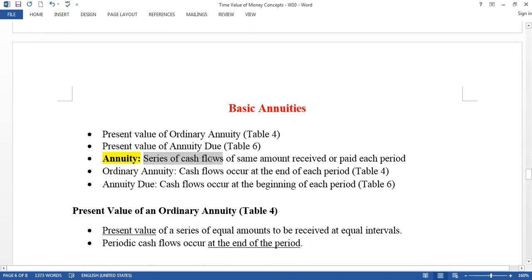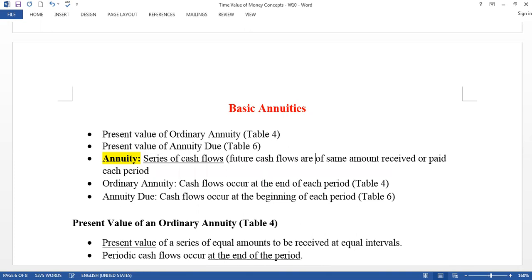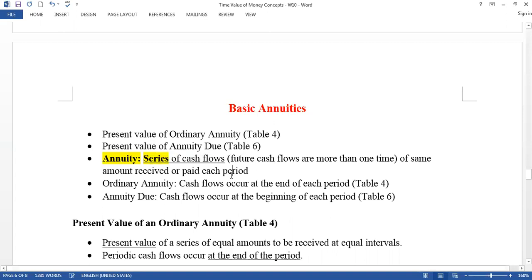It is a series of cash flows. What is the meaning of series of cash flows? It means future cash flows are more than one time. This is the first criteria for annuities. A series means it is an installment. So future cash flows are more than one time, and of the same amount, the same amount received or paid.